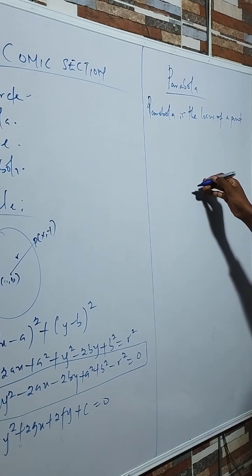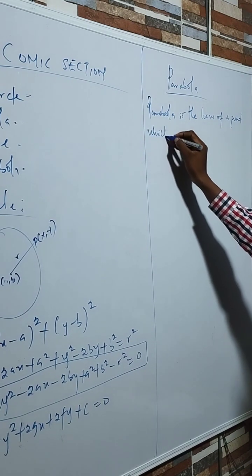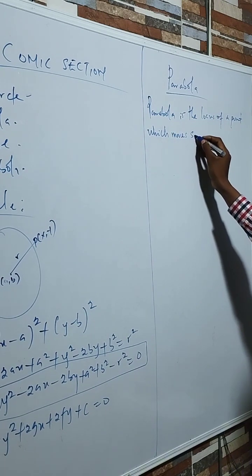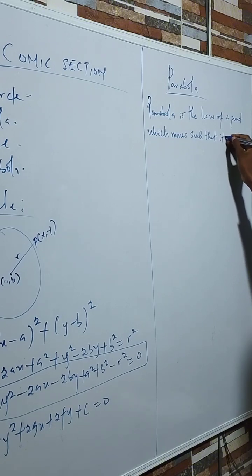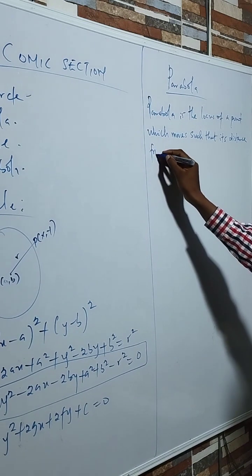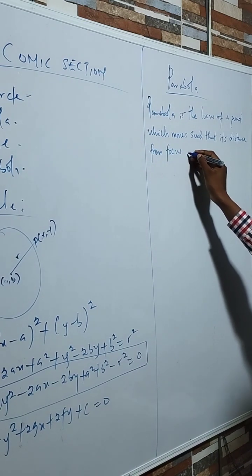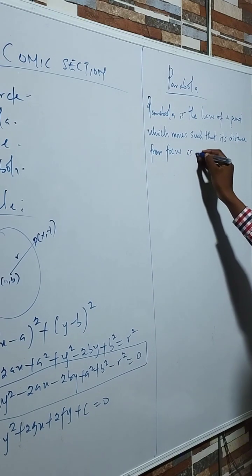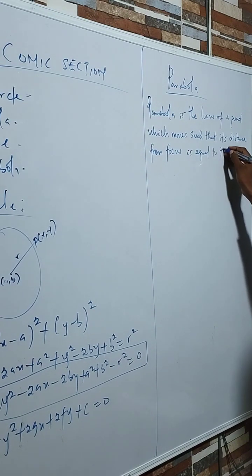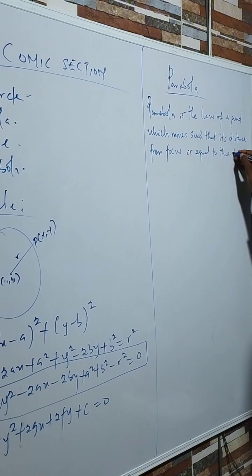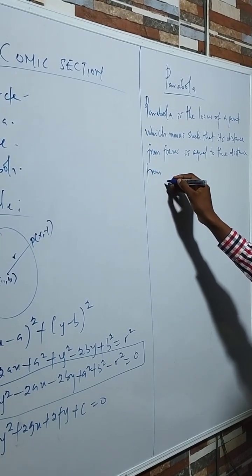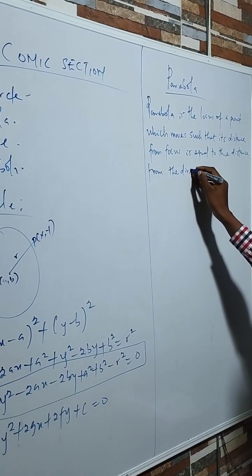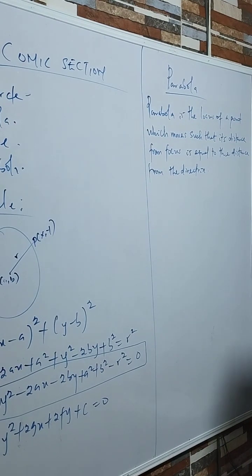The locus of a point which moves such that its distance from the focus is equal to the distance from the directrix. We are going to explain each of these concepts briefly.